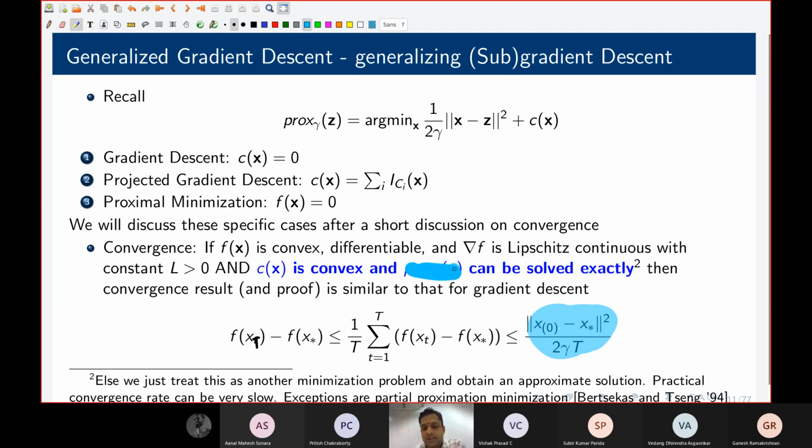What happens if prox cannot be solved exactly? Else, what you can do is you can treat that prox itself as another minimization problem. That option always exists. Right? So again, do something else, do subgradient descent there. Right? An approximate solution, say, using subgradient descent. But at least you're doing gradient descent for the first and then do subgradient descent as an afterthought.